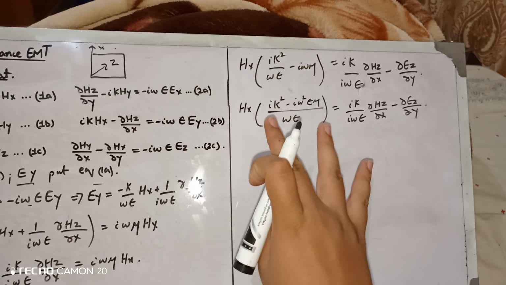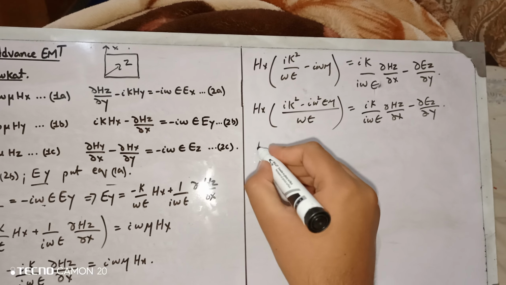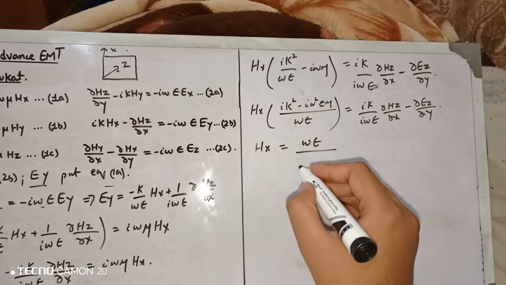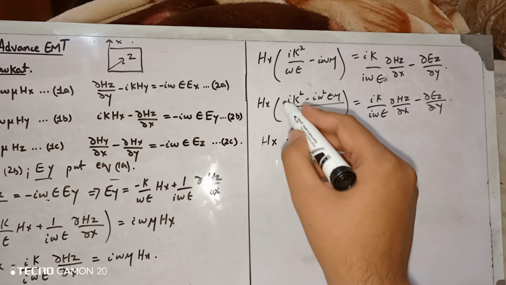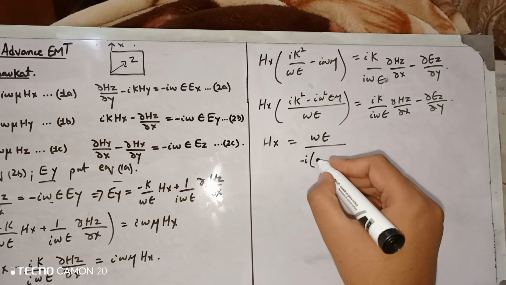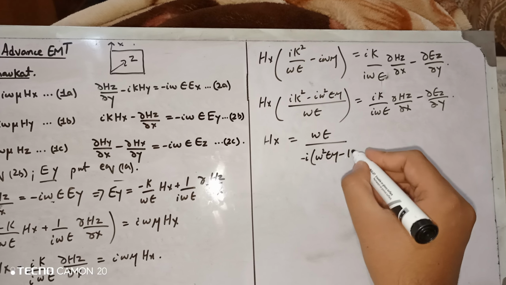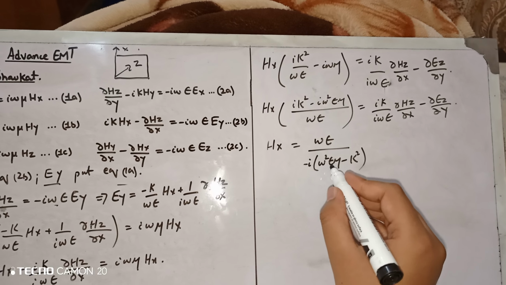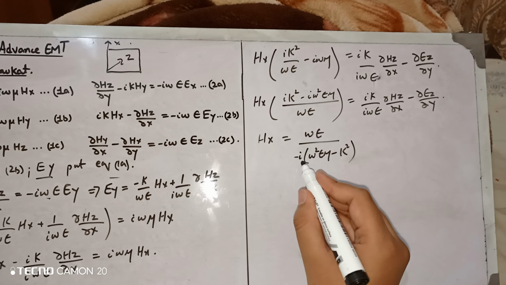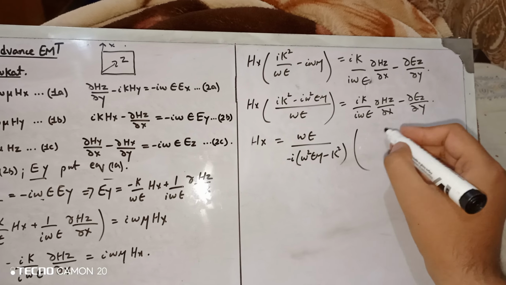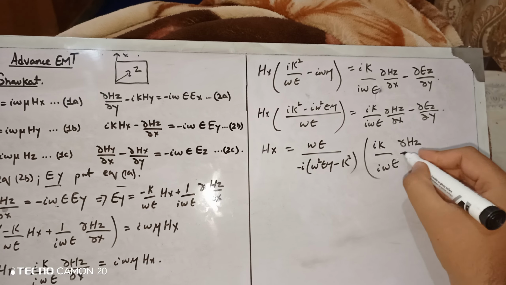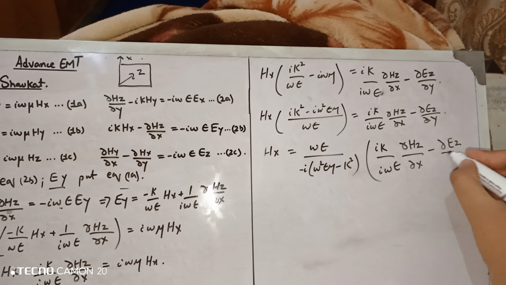Now we have to move this term to the other side, opposite, because we need Hx only, so it becomes ωε divided by ω, because we need to make this term become r. We are taking minus i common from that equation, so you will be left with ω²εμ minus k². As you know, ω²εμ minus k² is always equal to r². That's why I take minus i common, and this multiplies by this, similarly ik divided by iωε ∂Hz/∂x minus ∂Ez/∂y.